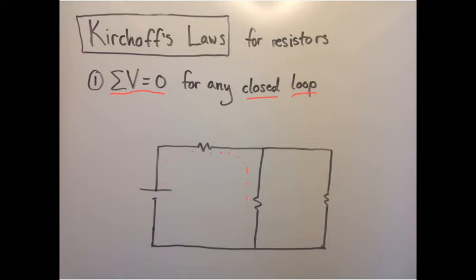Here we go. I'm going to go around this way. Or I could have done my loop a little bit differently. I could have done my loop like this. That's also a loop because I begin and end at the same point.